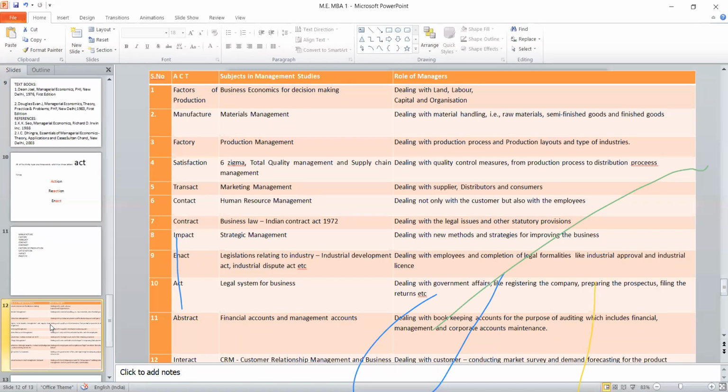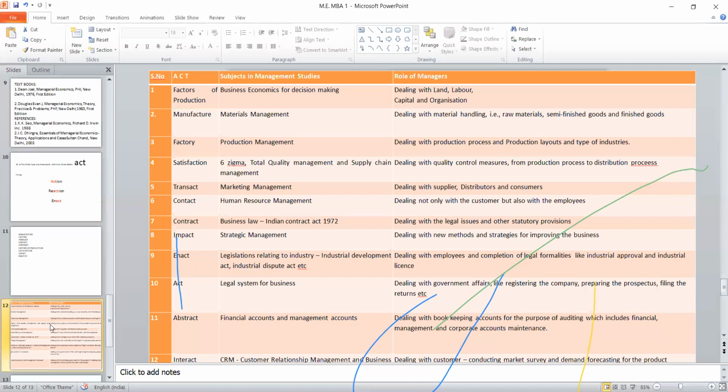Then we have to produce that product, that is called the factory. That particular paper we used to call production management. That will deal with how we make the process layout or product layout, the theory related to production, how to construct the production function, and what theories are available. All these things we study in production management.